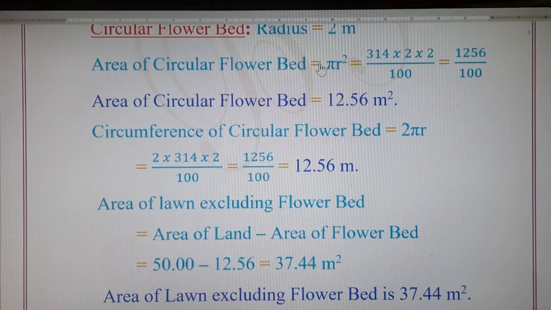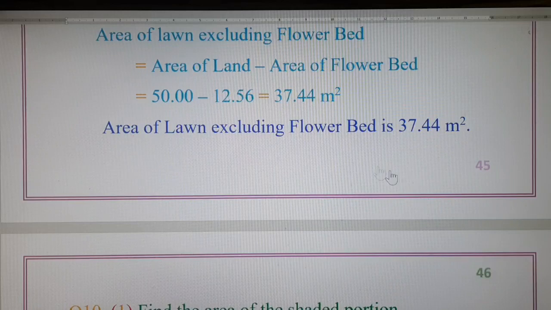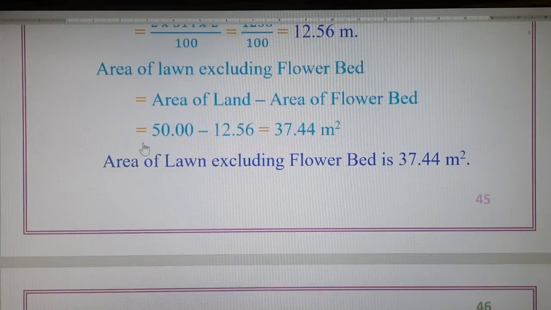In maths we normally do the sums downwards. Only for this computer screen it would come on different pages, because on one page maximum one sum only can be done, and the steps would go to the next page if we did it downwards. So for explaining purposes only I have done the sum sideways. The final answer statement: area of the lawn excluding the flower bed is 37.44 meters square. So this will be our final answer statement.